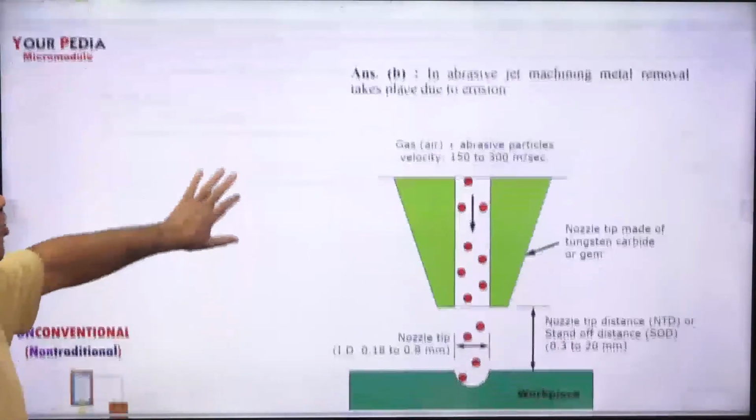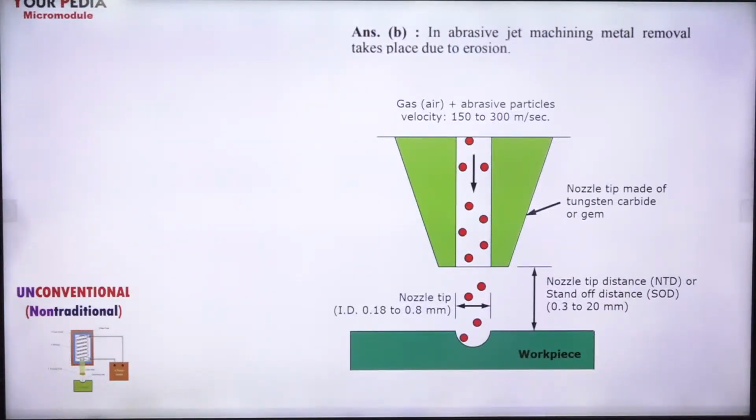Okay, so in abrasive jet machining, metal removal takes place due to which mechanism? What is the mechanism of material removal in abrasive jet machining? Okay, so you are saying it is erosion. Erosion means plastic deformation, cutting. So a cut gets made.